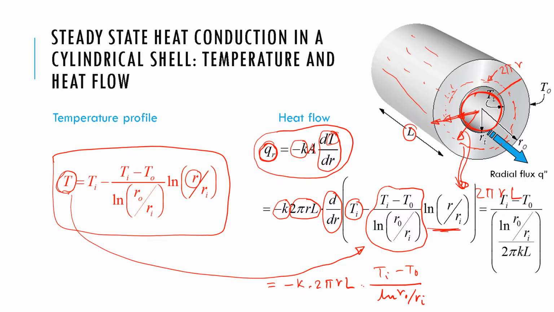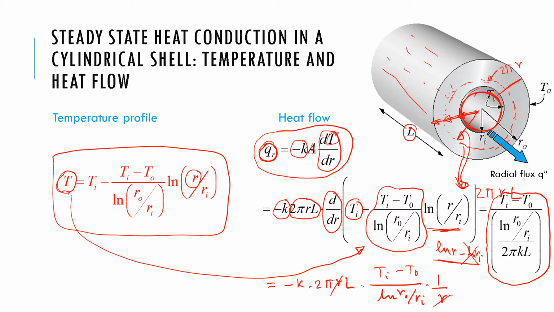So d/dr of this quantity is natural log of r minus natural log of ri. If you take d/dr, ri is a constant, so that will drop out. So I just have d/dr of ln r, which is 1 over r. Now this r and this r cancel, and I get the final expression here: Ti minus T0 over this.